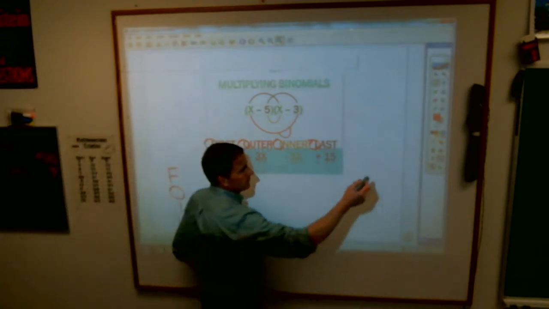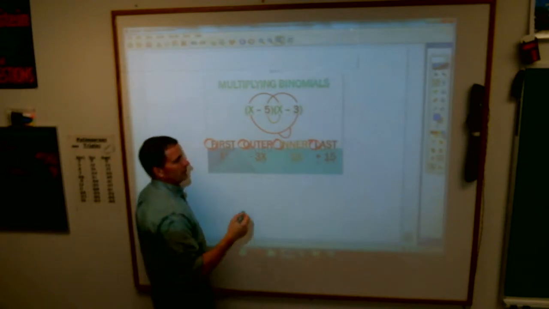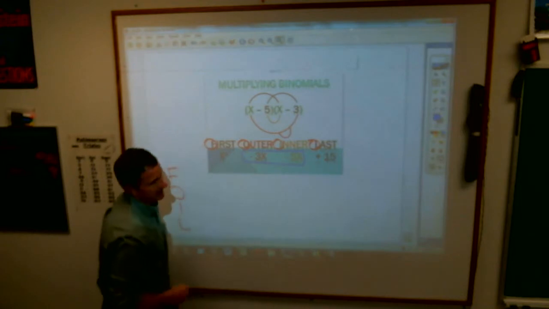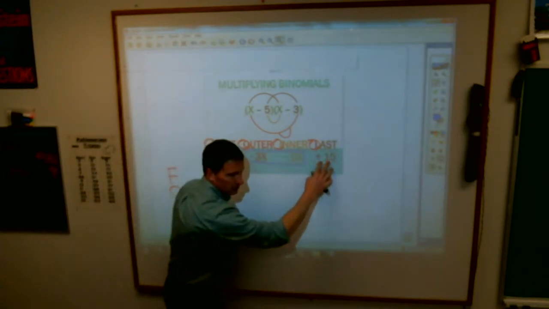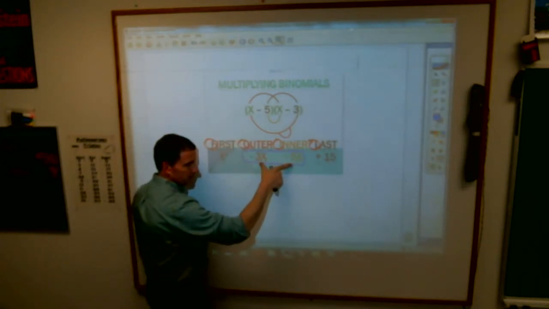But in FOIL, what happens 99.8% of the time for the problems they're giving you is that these middle two terms will always be able to be combined. The first term never will combine with anything, the last term won't ever combine with anything for right now. The two middle terms will.